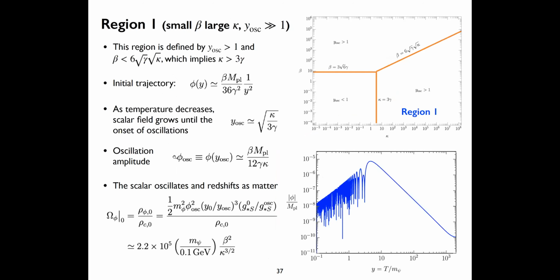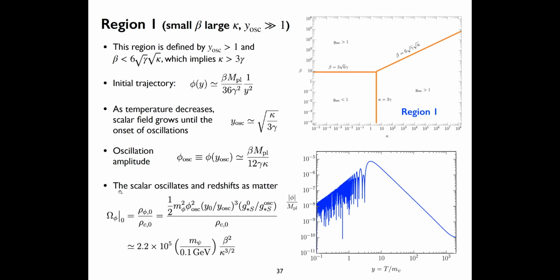Okay, so to try to get an estimate, we can look first into region one, which is the larger values of the parameter kappa, or larger dark matter masses essentially. In this region, Y oscillation is greater than one. So how do we go about finding the relic density? Well, in the region where Y oscillation is greater than one and large values of kappa, you can find the oscillation temperature, which we did just a bit ago. It goes like square root of kappa. You can take the initial trajectory, which we can solve analytically or semi-analytically, and plug in the value of Y oscillation into this equation. And we can get an estimate of the oscillation amplitude.